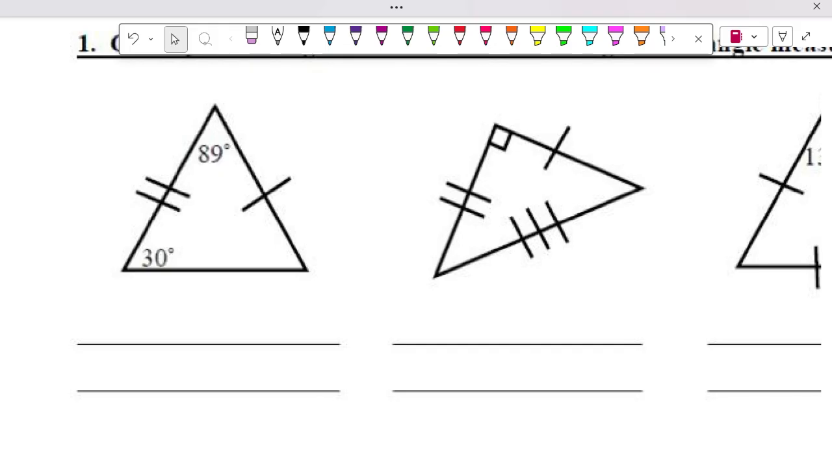You take 180 and you subtract 89. Right. So what's 180 minus 89? What's 180 minus 89 minus 30? 60. 61.